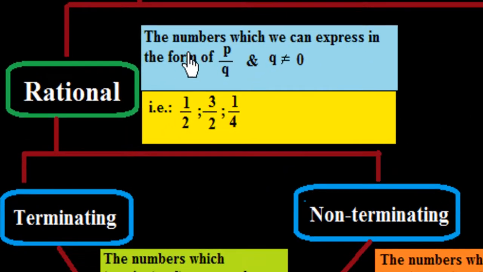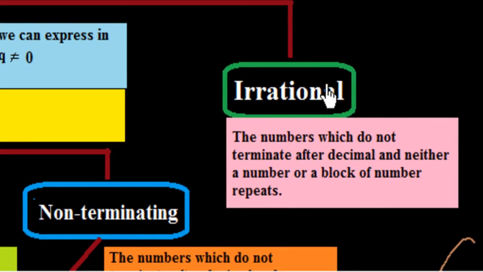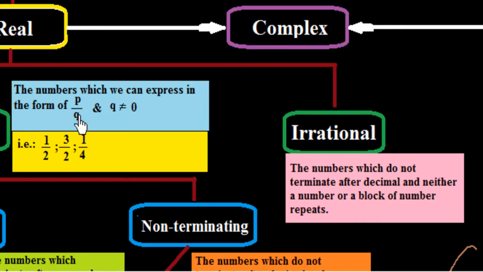First I would like to explain the numbers which we can express in the form of p over q, where q is not equal to 0. These are called rational numbers, just like 1 over 2, 3 over 2, 1 over 4. So these are all rational numbers. Now you see what irrational numbers are: numbers which do not terminate after the decimal, and neither a number nor a block of numbers repeats, or they cannot be represented in the form of p over q.